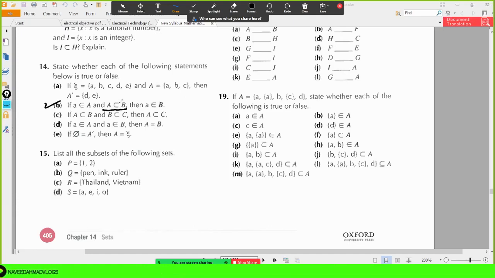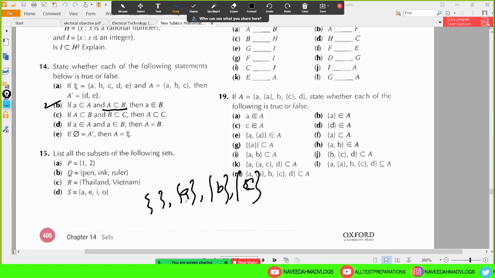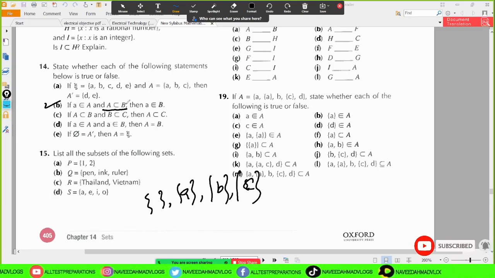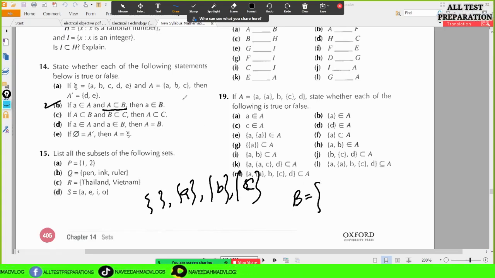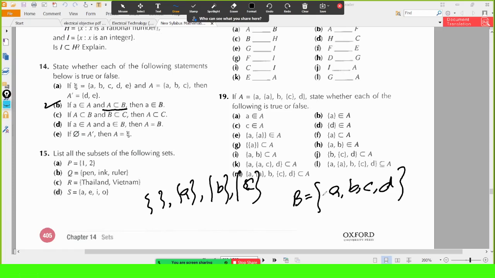So first of all, you should know what is meant by a proper subset of B. First of all, you will need to find the subsets of A. What subsets will A have? You get the empty set, A, B, C. These are the proper subsets of set A. So in this case, it is saying that A is a subset of B. So it means that your B will include A, B, C and other elements as well. Let's suppose I include D.